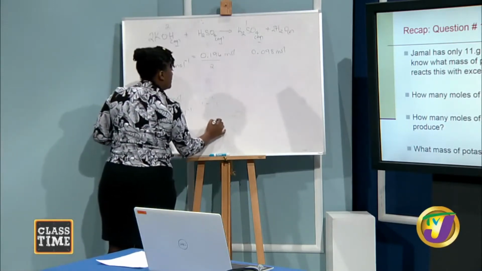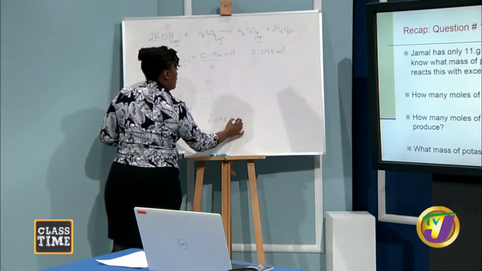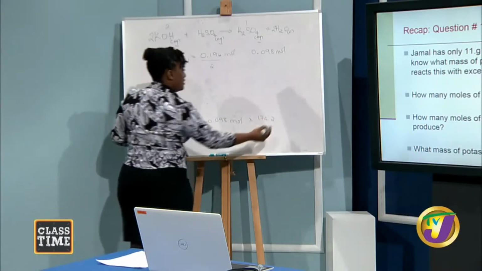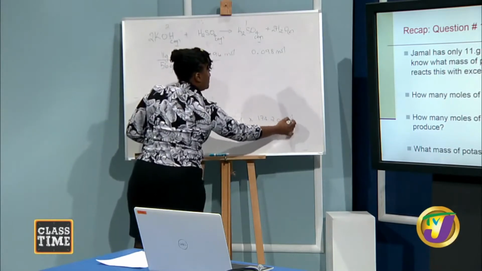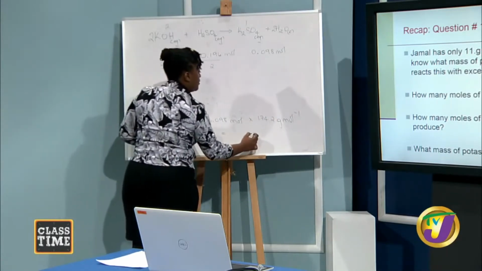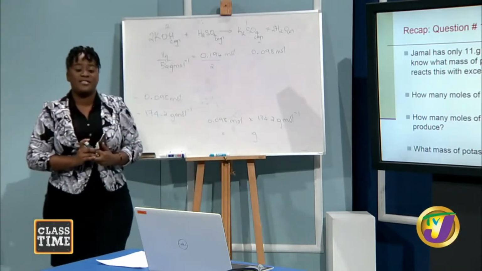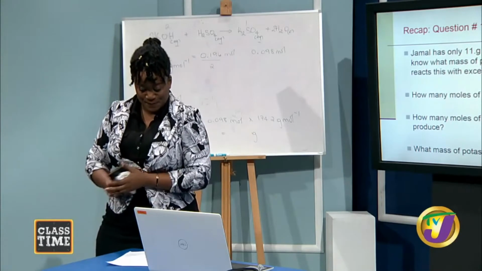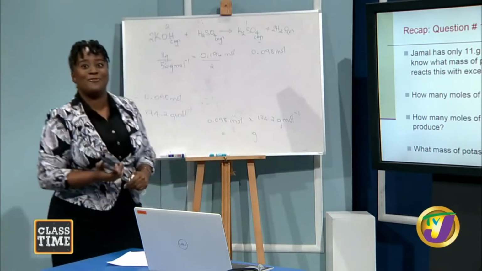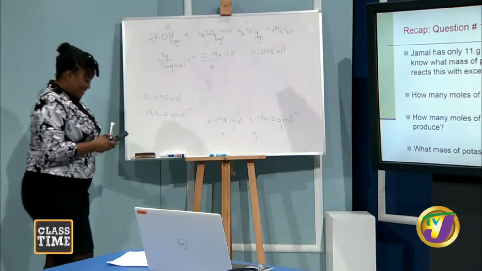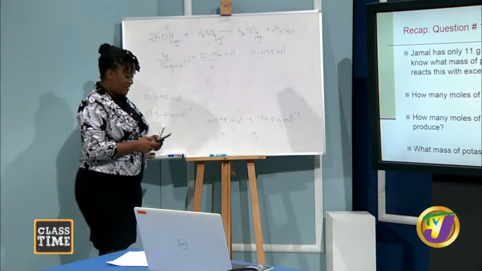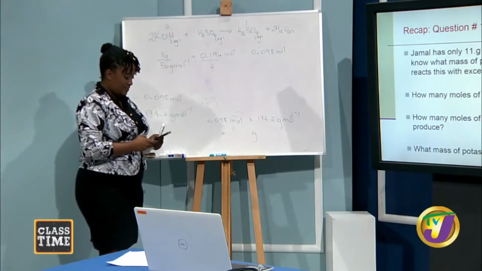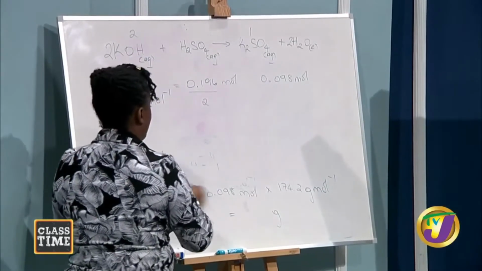So 0.098 mole times 174.2 gram per mole. My answer should be equal to grams. So work it and tell me what you got. Ruth Ann, what did you get? I have to confirm your answer. Let's go. So 0.098 times 174.2, and I got 17 grams.